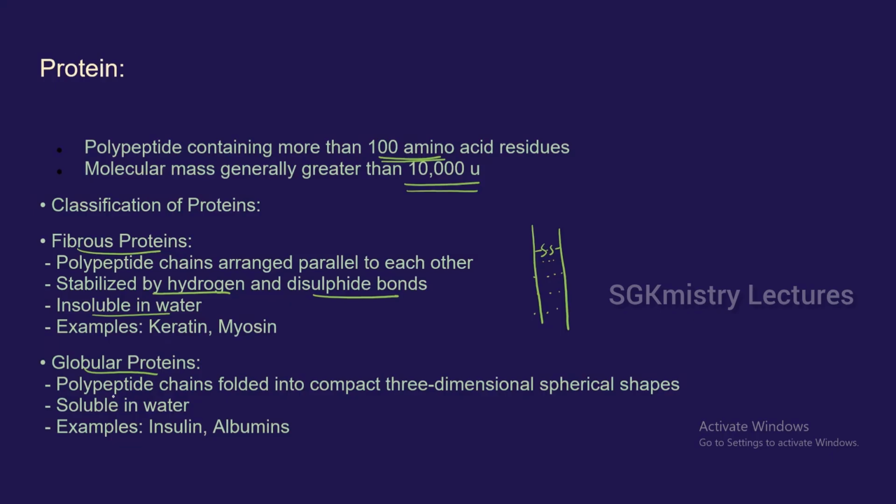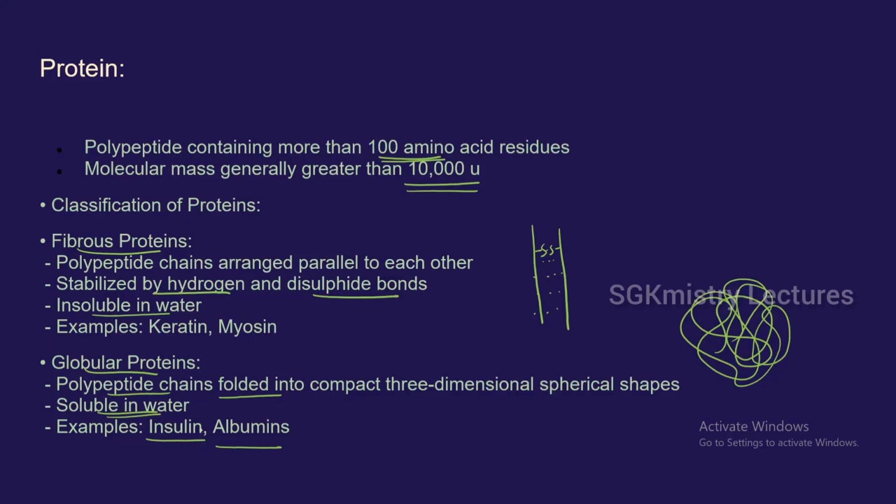Next is globular proteins. In these proteins, the polypeptide chains are folded like this into a compact structure. This is what is done in the globular protein. And again, they are stabilized by the intermolecular forces of attraction. There are certain non-covalent interactions that are stabilizing this particular structure. But these are soluble in water, for example, insulin as well as albumins.